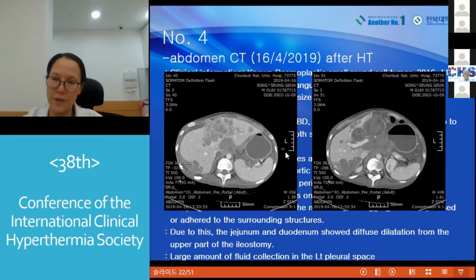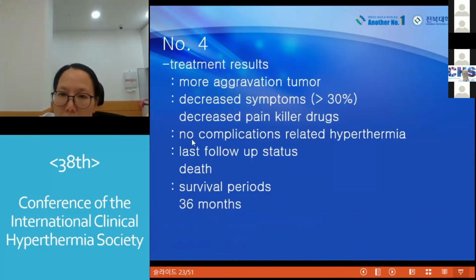Image was after hyperthermia. The metastatic region sizes more increased, but his symptoms decreased 30% and painkiller drug use decreased. There was no complication related to hyperthermia. Last follow-up status was death. Survival period was 36 months.